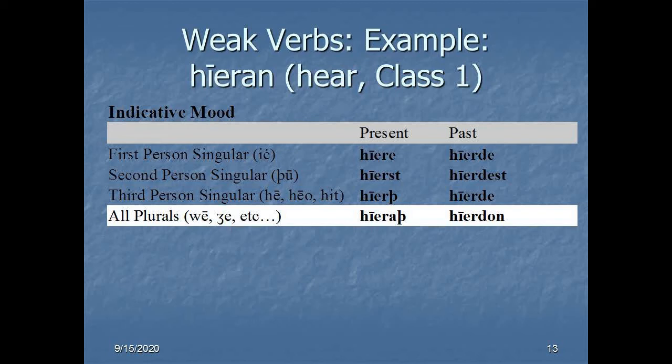In the first person, it's just ich hiere, thu hierst, heo hiert, and in the past tense, ich hierde, thu hierdest, hyrde. Whereas in the plurals, and I'll just do the first person because they're all the same, we hyrath in the present, or we hyrden in the past.